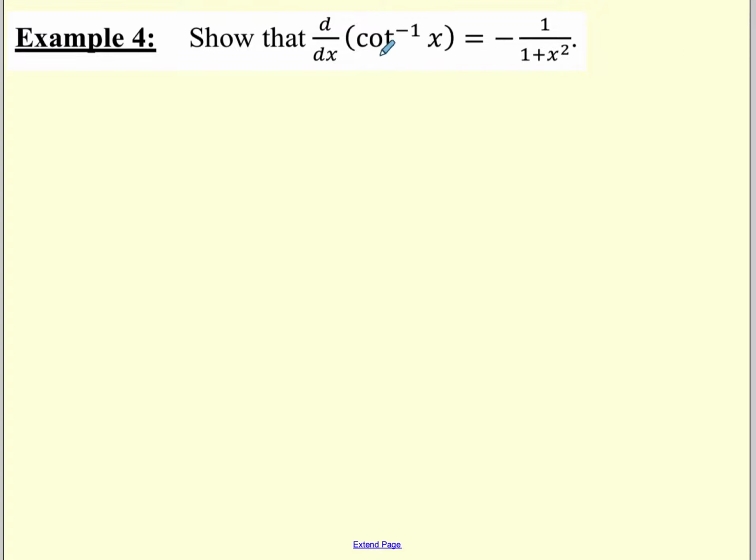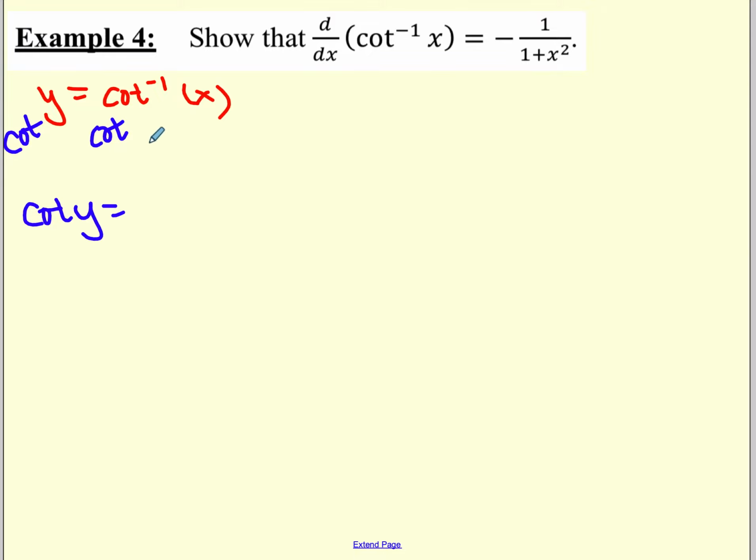Okay, so it's not an inverse. So typically this is your function y, so I'm going to say y equals cotangent inverse of x. Now I don't know off the top of my head, actually we do because it's written right here, but let's just say we don't, the cotangent inverse. So what I'm going to do is get rid of the inverse and move it to functions that I know. Okay, I know that I can get rid of cotangent inverse by taking cotangent on both sides. Okay, so I have cotangent of y equals x.